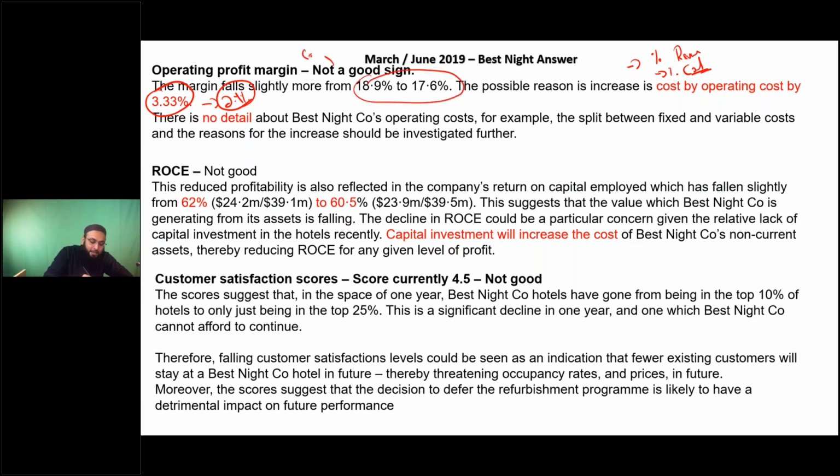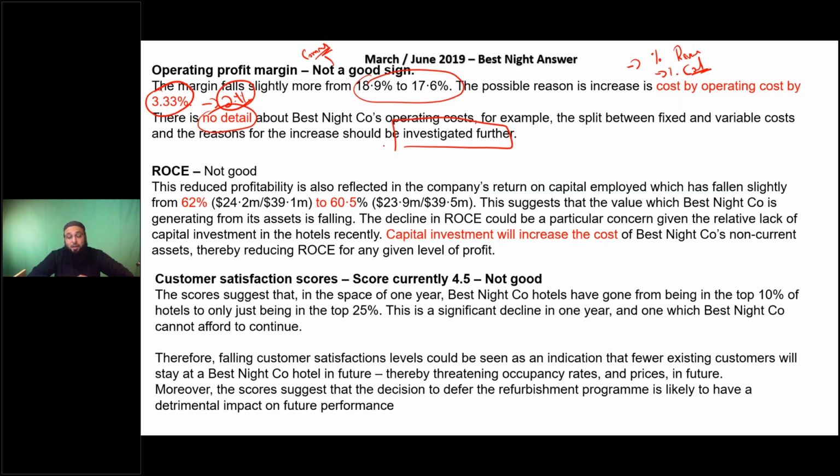And the comment is, this is not a good sign. First, write the comment, okay? After the ratio, comment. This is not a good sign. Why? Nothing is mentioned in the scenario as such. So just do an indirect linking. The cost increased by 3.3% and the revenue increased by 2.4%, resulting in a decrease in the operating profit margin. And you don't have the breakup of cost here. So no details are given to you here. You don't know. So for further investigation, you need information.